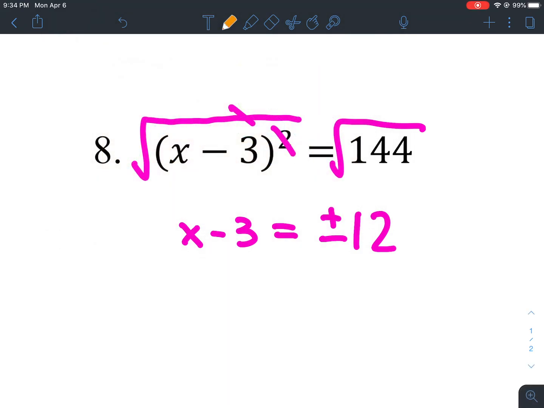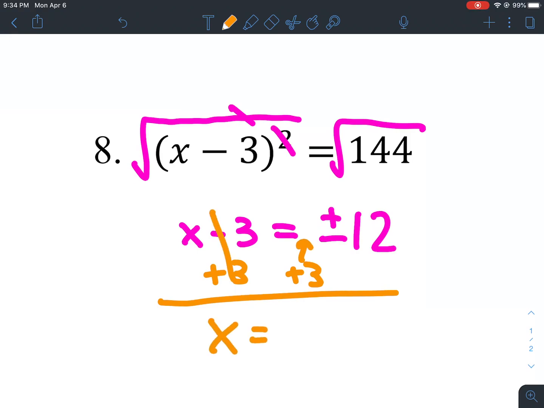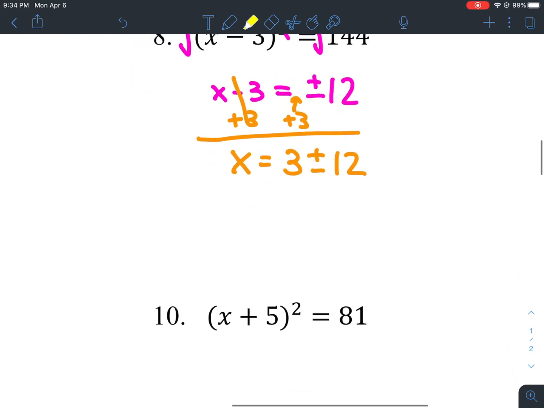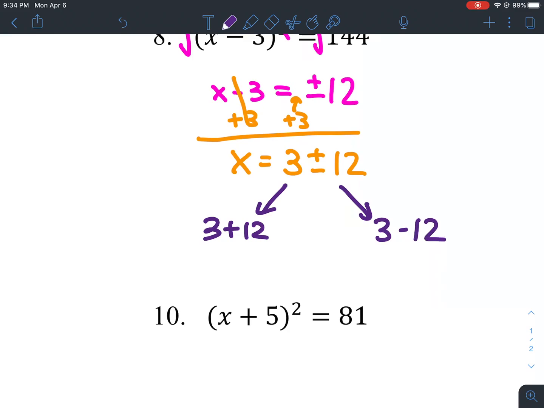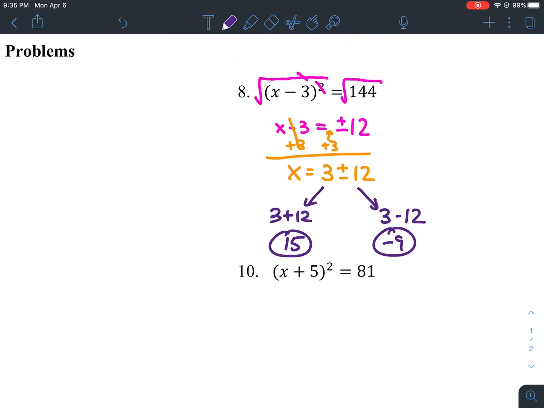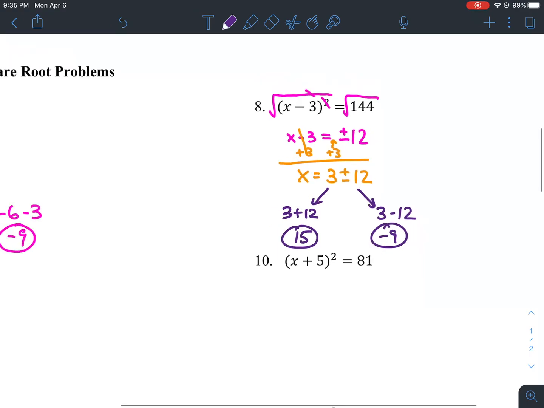From here, we are going to add the 3 to get x by itself, and x equals 3 plus or minus 12. Lastly, we split that up into the two different cases. 3 plus 12, 3 minus 12. 3 plus 12 is 15. 3 minus 12 is negative 9. And those are our two final answers, 15 and negative 9.